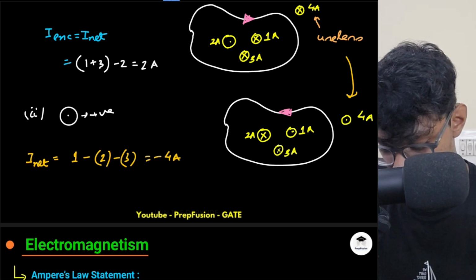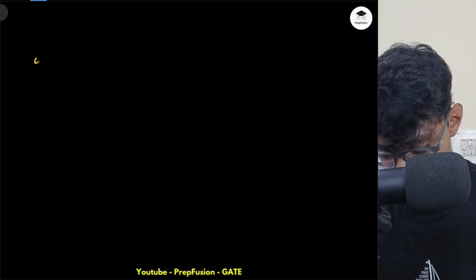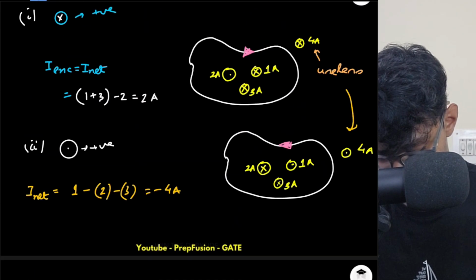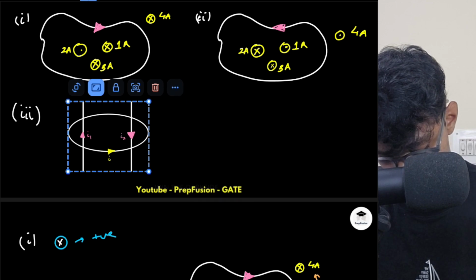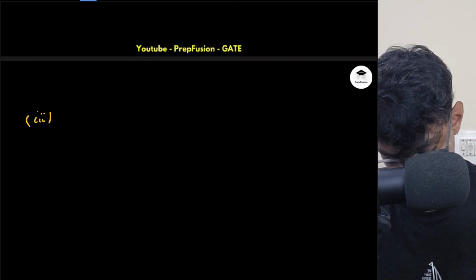What about the third option? The third case is a bit interesting. If I copy this configuration, here I have 2 wires. Now what is the orientation?